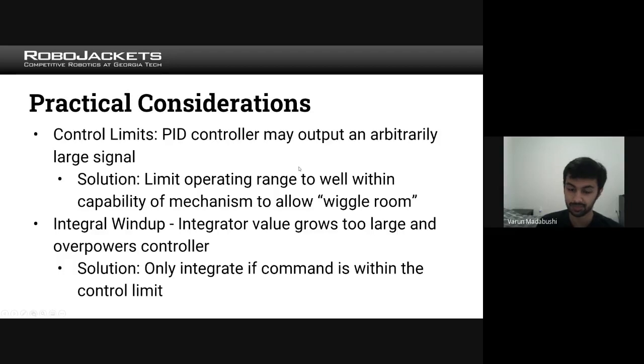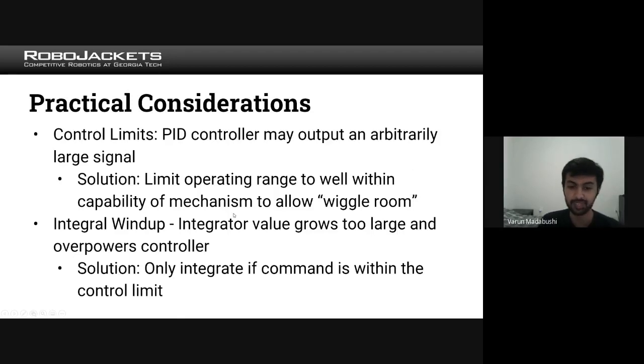What this means is if your motor can run at a max of 900 RPM, you can't expect the motor to be controlled well at 900 RPM. That's because there's no wiggle room. If there was some extra load on the motor, it wouldn't be able to add any more power to compensate for that. It would just be stuck at whatever the maximum voltage allows it to spin at. So when you use your motor, you have to make sure that you're only commanding it something well within its capability to allow for that wiggle room.